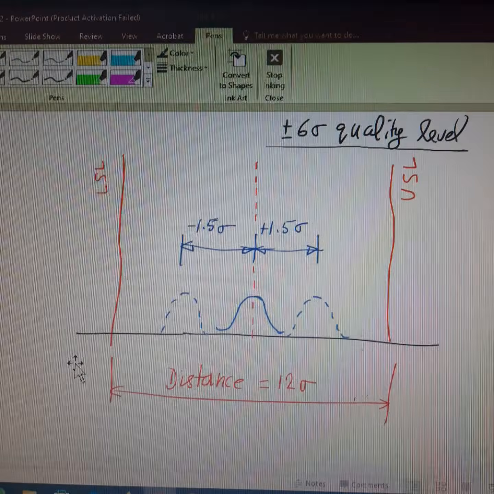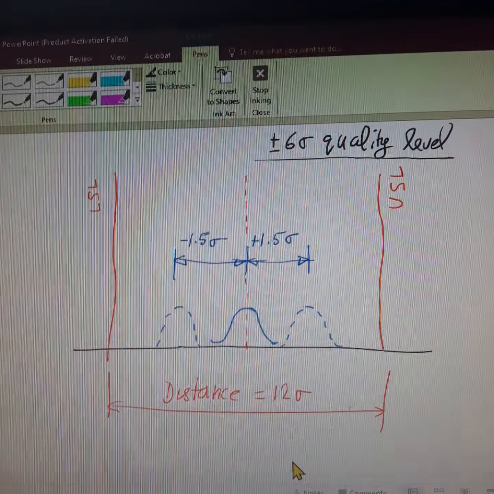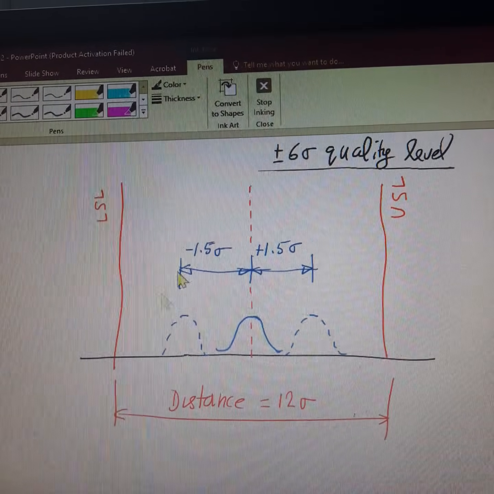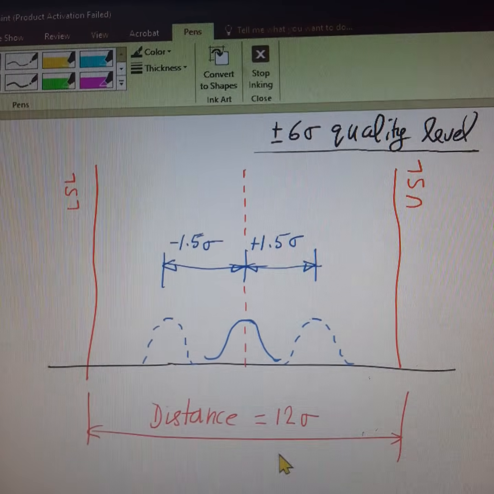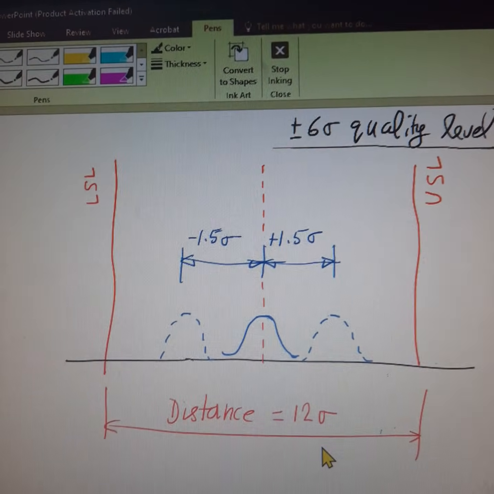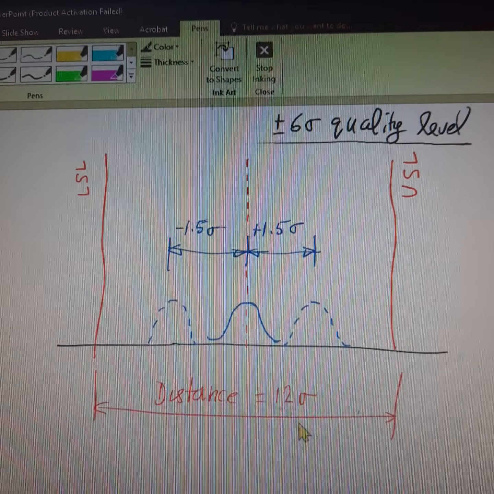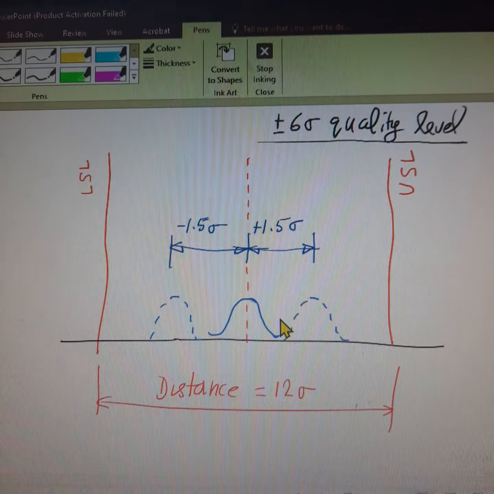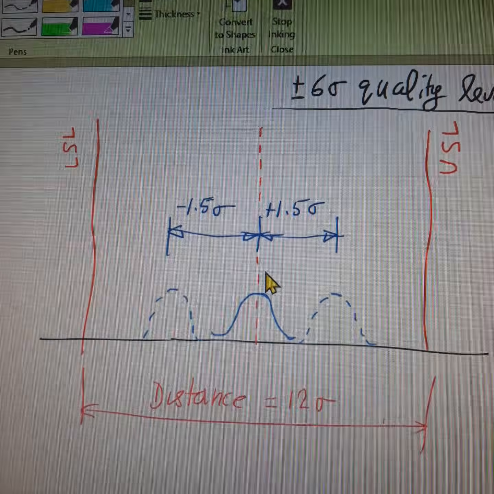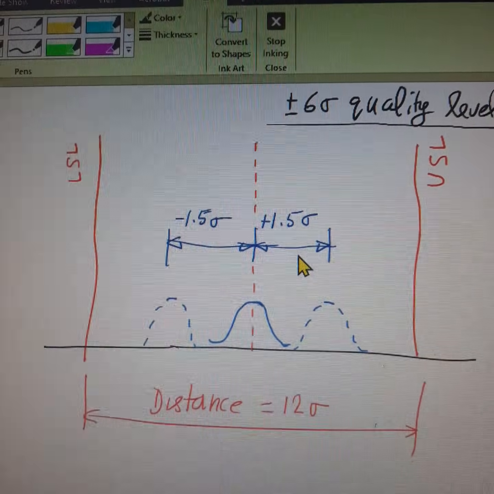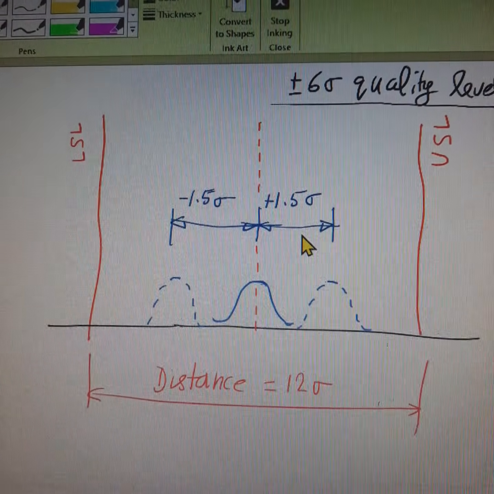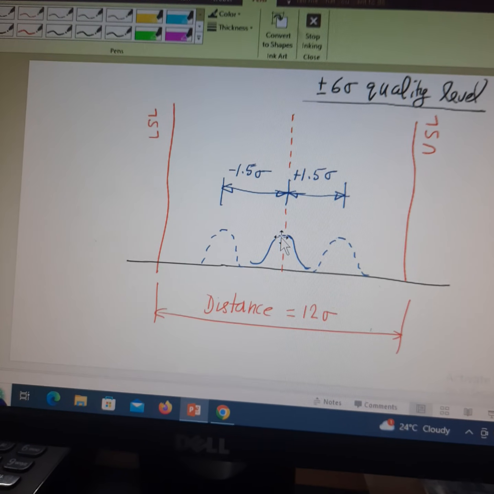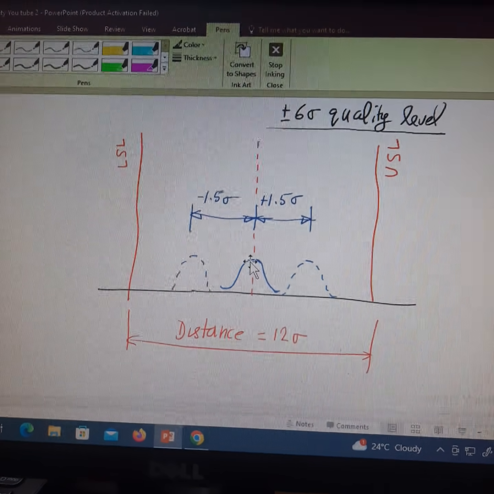If you want to maintain 6 sigma quality level, the distance between the USL and LSL should measure 12 times sigma. And not only that, the process shift from the drawing mean should be limited to plus or minus 1.5 sigma on both sides. Let us discuss this with an example.